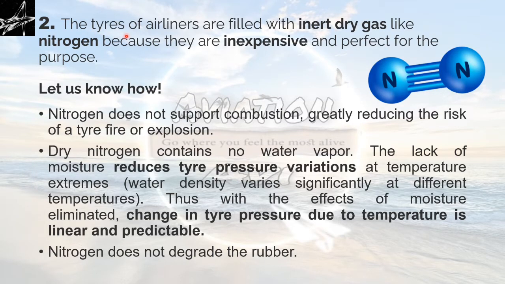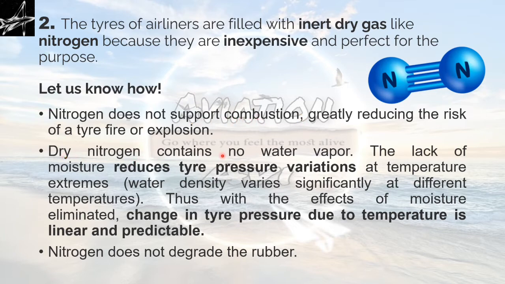The tires of airliners are filled with inert dry gas like nitrogen because it is inexpensive and perfect for the purpose. How is it perfect for the purpose? Let us know. Nitrogen does not support combustion, greatly reducing the risk of a tire fire or explosion. Actually, while landing, the temperature of the tire may reach up to 200 degrees centigrade. So we use nitrogen because if something bad happens, this gas, while releasing from the tire, does not support combustion.